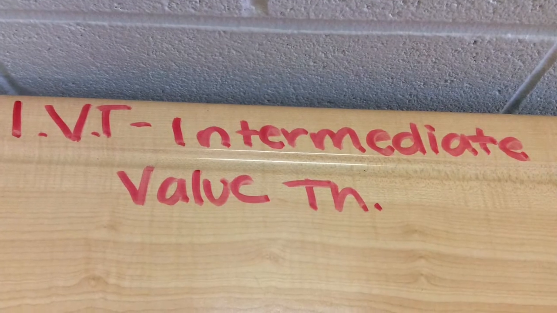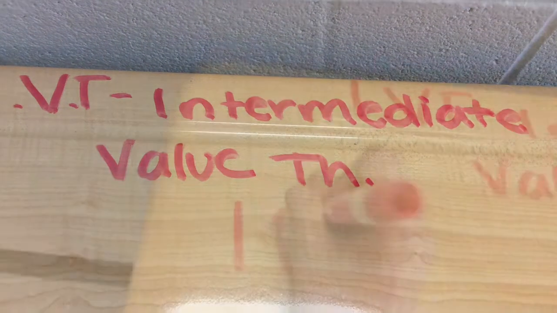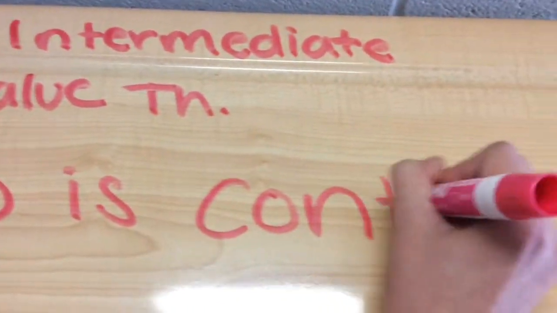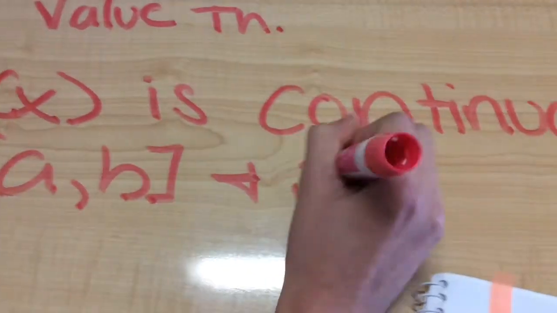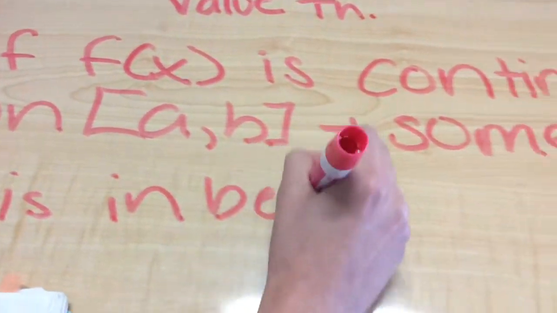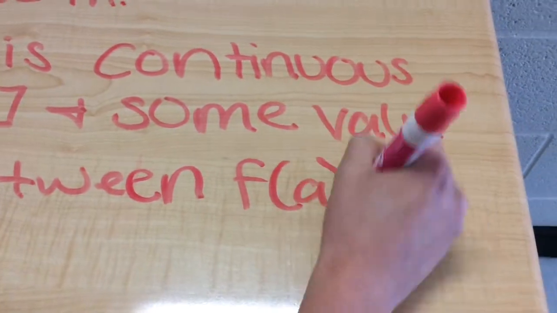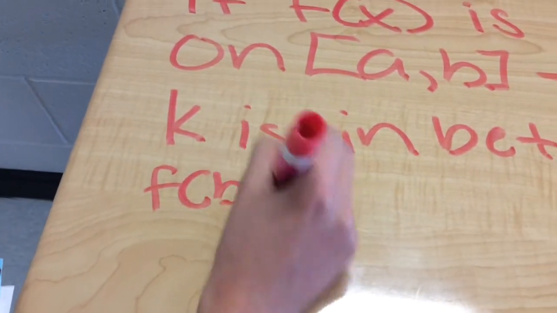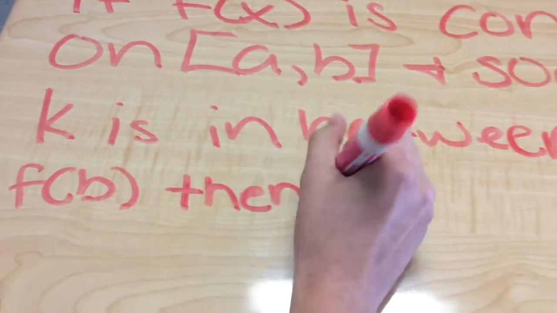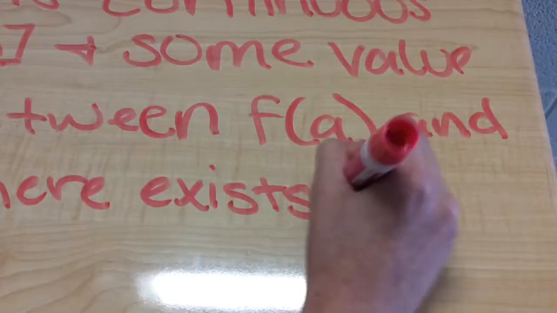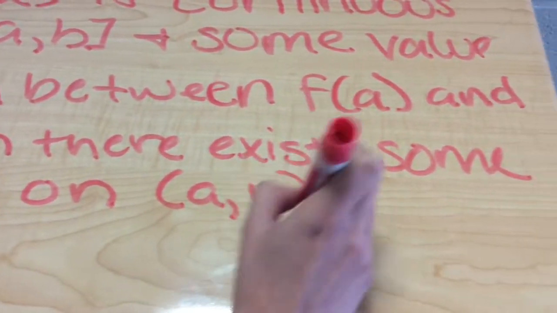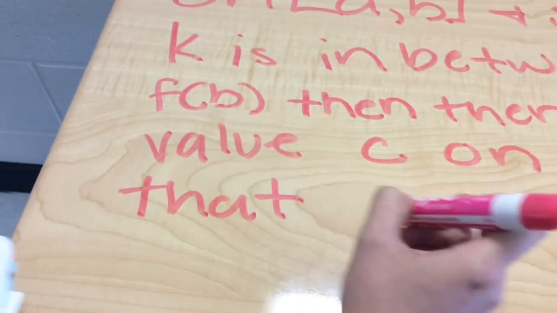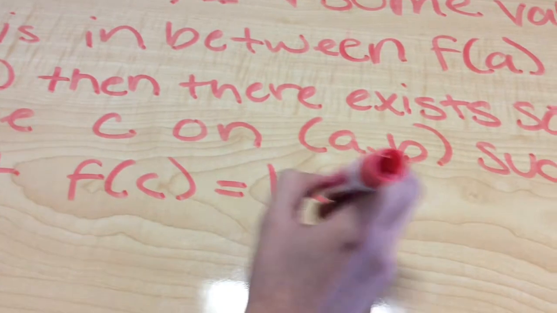Okay, let's start with the IVT, the intermediate value theorem. If f of x is continuous on the closed interval a, b, and some value k is in between f of a and f of b, then there exists some value c on the open interval a, b such that f of c equals the constant k.